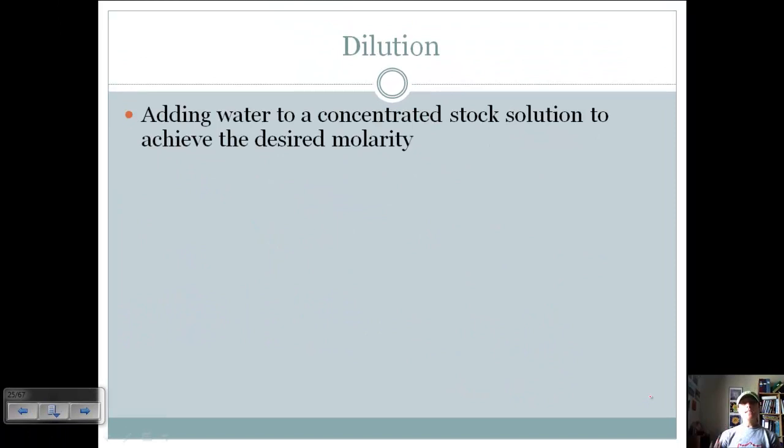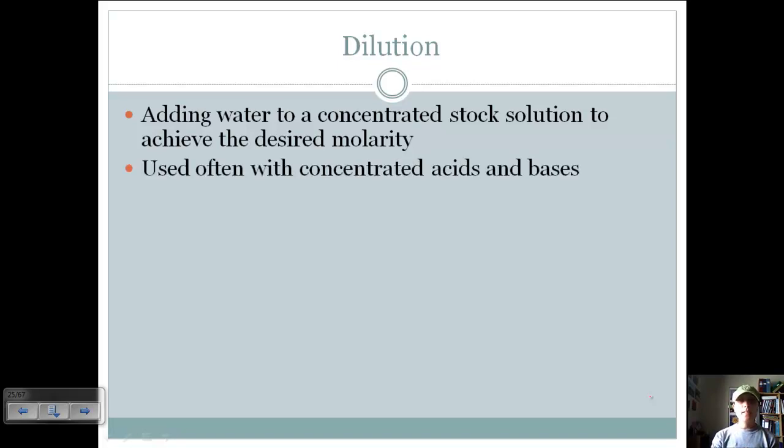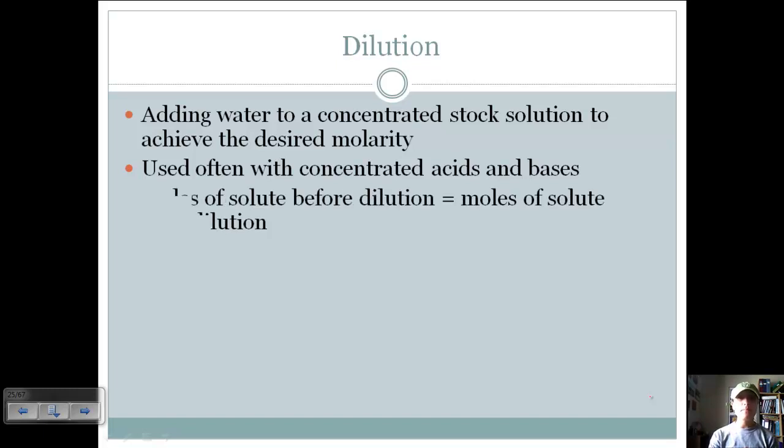Okay, so we said that standard solutions could be used in titrations and other chemical analyses, mainly dilution. So when we dilute something, we add water to a concentrated stock solution in order to get a desired molarity. This is often used with concentrated acids and bases. In the chemical storeroom and lots of other places, you would buy a small concentrated container of acid, because you're going to dilute it usually, so you don't need a lot, and then you can make all different kinds of molarities of solutions from that one container, so it's much more economical.